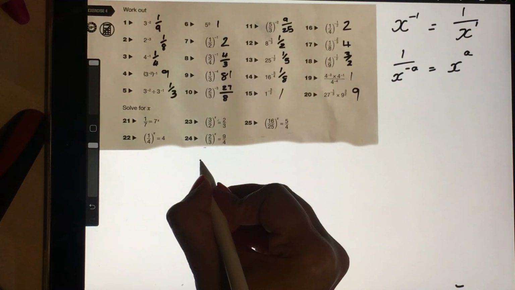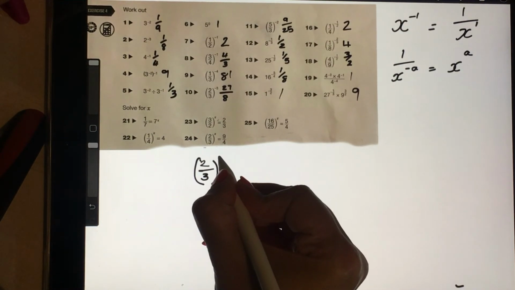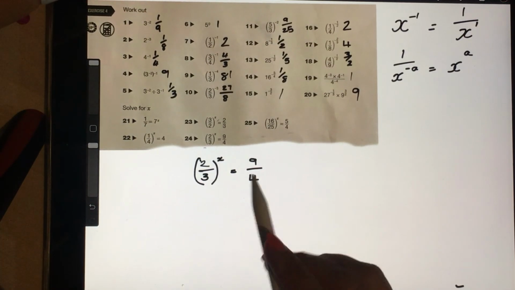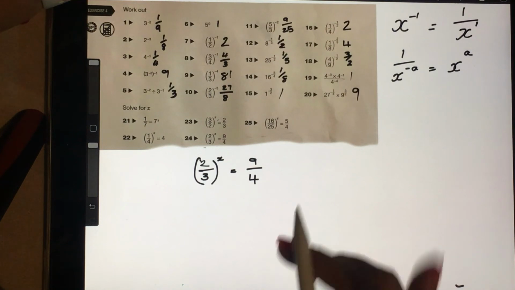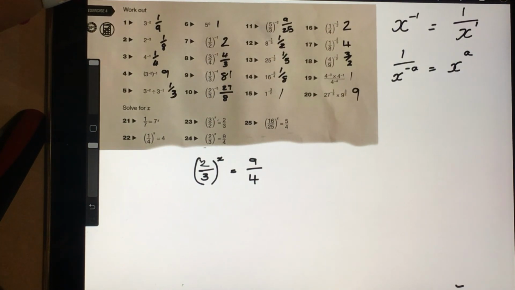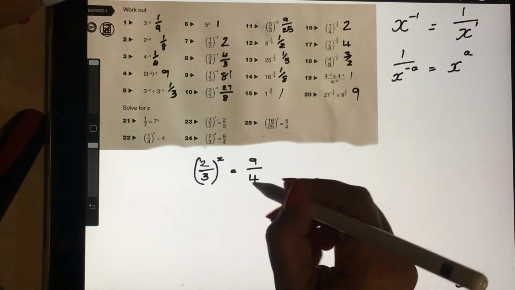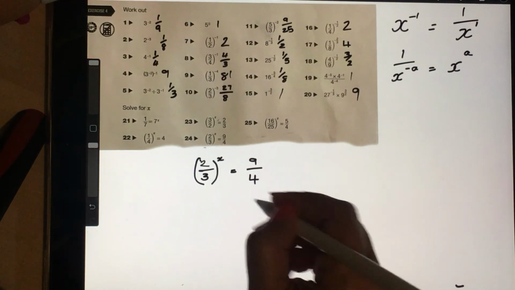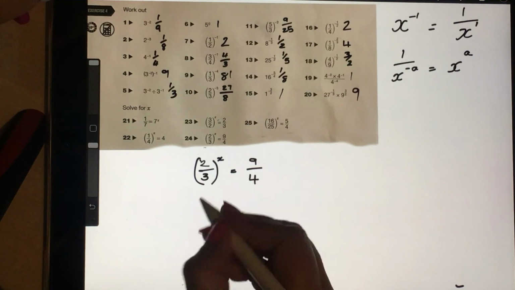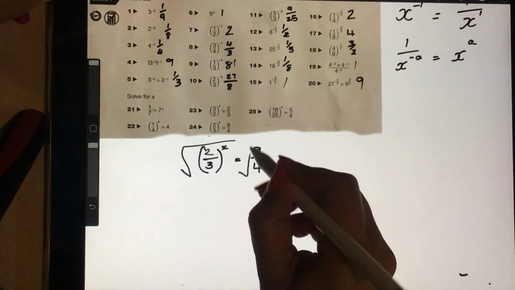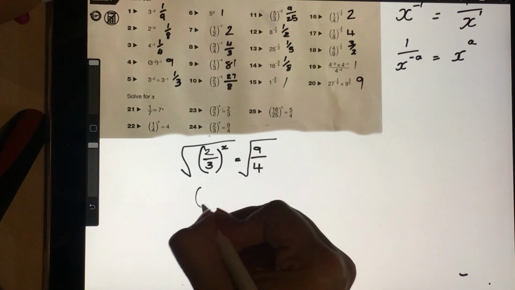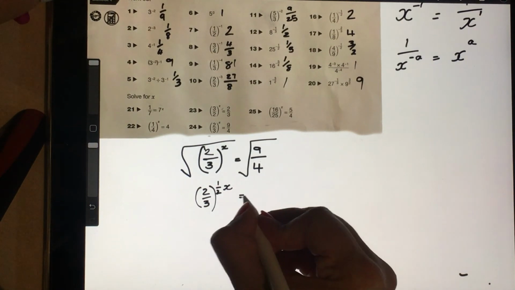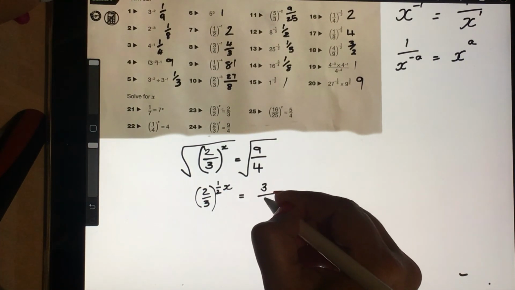Number 24, we've got 2 over 3 to the power of x is equal to 9 over 4. Now again, please make sure these two base numbers need to be the same, otherwise you cannot do anything with them. Right, I would, to start off with, just change this into a fractional indice. Right, I am going to take the square root of both sides of these. So I'm saying that I'm taking a square root on this side and I'm taking a square root on this side. That means that I'm going to have a 2 over 3 to a half times x on this side. And that means that if I take the root there, it's going to be 3 over 2.